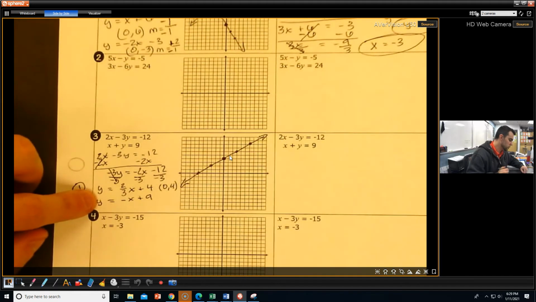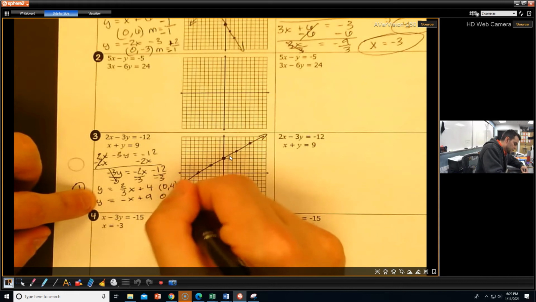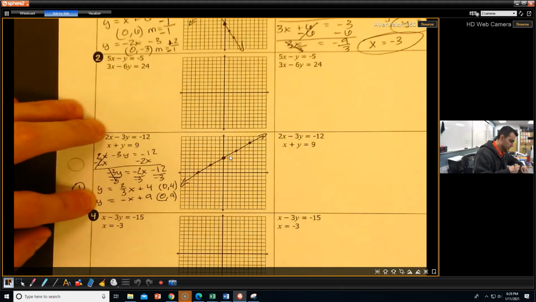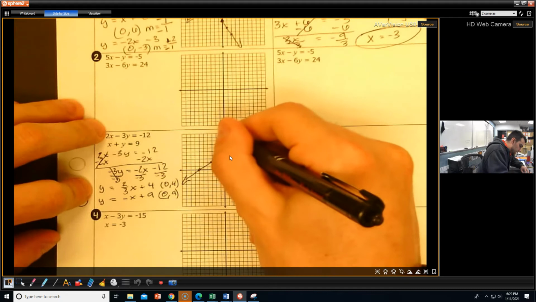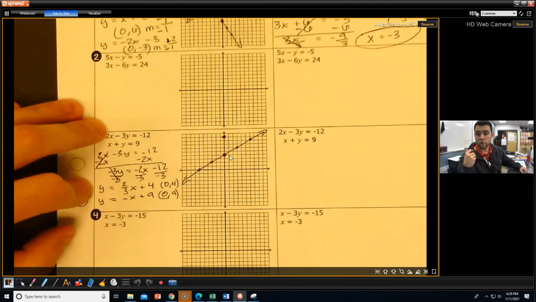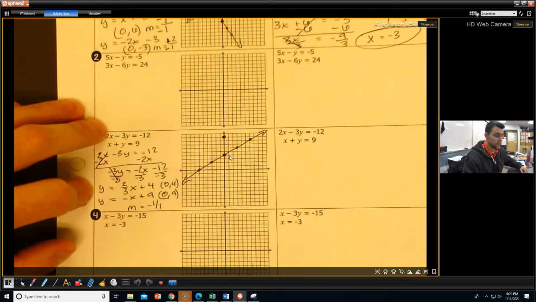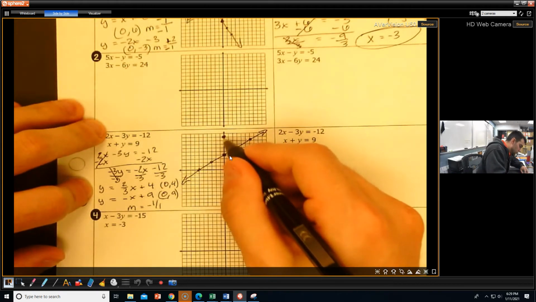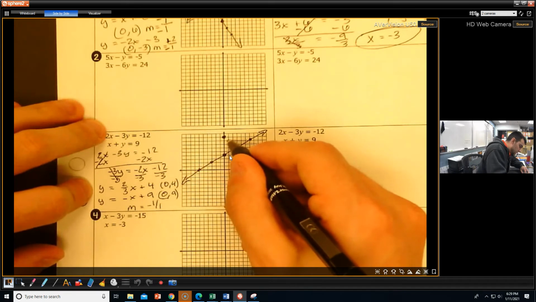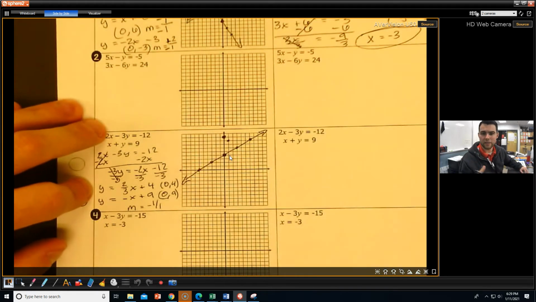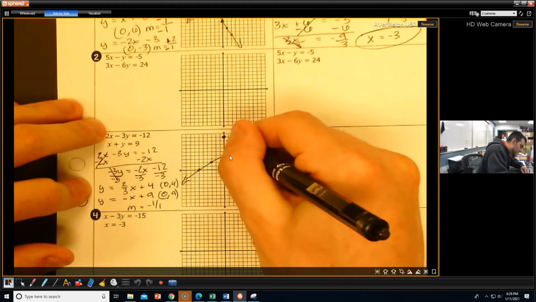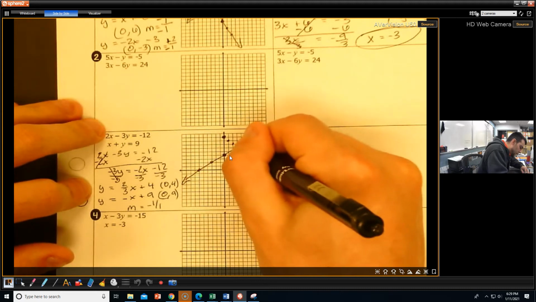Brings us to the second equation. 0, comma 9 should be on my line. 0, comma b, right? That's our b. So 0, comma 9 is up here. And now I have a slope of negative 1 over 1, right? So I'm going to go down 1 and to the right 1. And if I keep going that way, I'll end up getting my lines that intersect, so that's a good idea. Down 1, right 1, down 1, right 1, down 1, right 1.